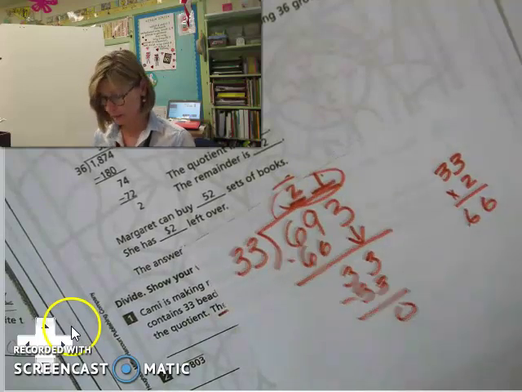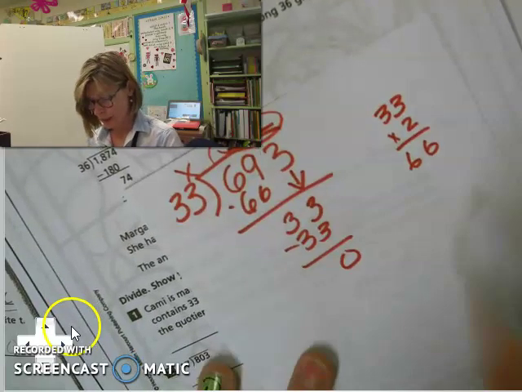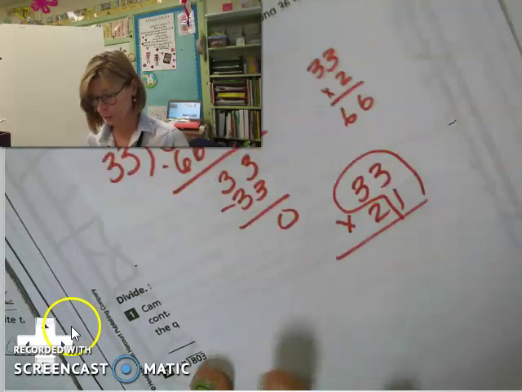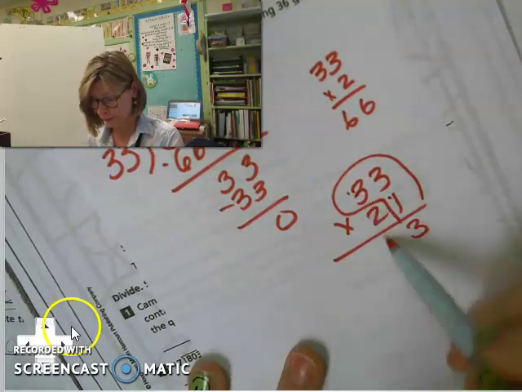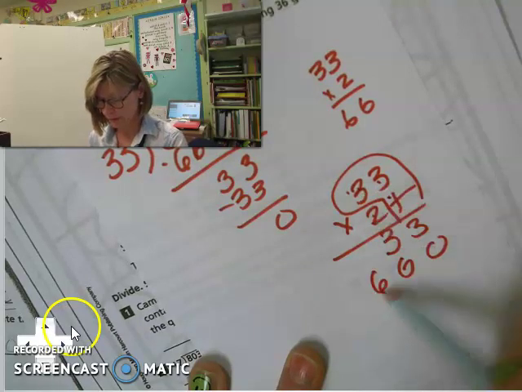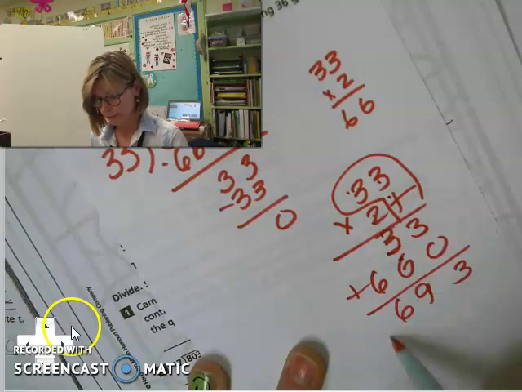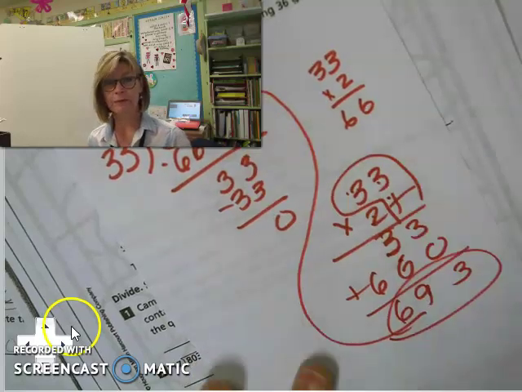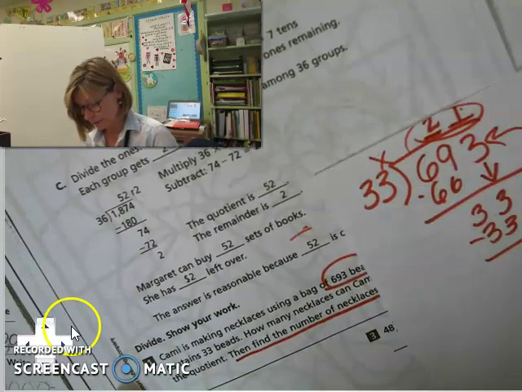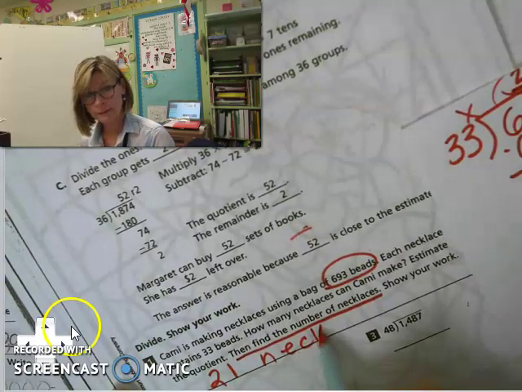Now, if I want to check that, I know I can multiply 21 times 33 to see if I'm correct. All right, so I'm going to put 33 times 21. I'm going to use the standard algorithm to check it. 1 times 3 is 3. 1 times 3 is 3. Come down and put a 0. 2 times 3 is 6. 2 times 3 is 6. Add those up. And I get 693, which matches my dividend. So I know I've done this right. All right, so I'm going to put my answer. Cammie can make 21 necklaces.